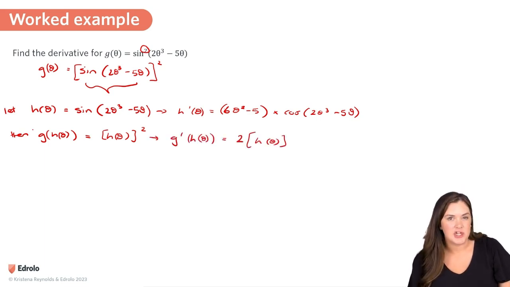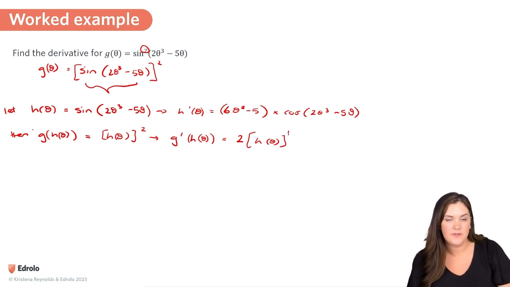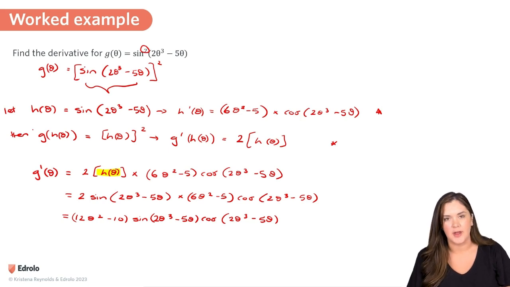When we differentiate g with respect to h, we end up just getting 2 multiplied by h of theta. So the power there comes to the front, we take away 1 from the power, so we're just left with 1 at the top there for the power. So we're just going to ignore that. So what we do from here is we substitute back in what h of theta was. So we had our sine of 2 theta cubed take away 5 theta, and then we're just multiplying that by what is on the right-hand side here.